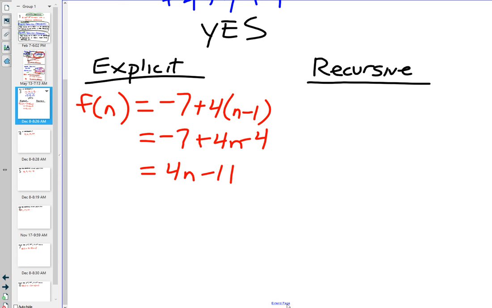Remember I told you that there's a word that can be used to describe the explicit definition of an arithmetic sequence. What was that word? Linear.